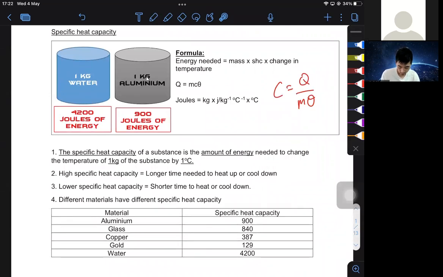Copy everything down. Then after that, we'll attempt some of the questions together. I don't think I can finish this chapter today, by the way. So we'll most likely bring it forward to next week as well. But copy everything down first.